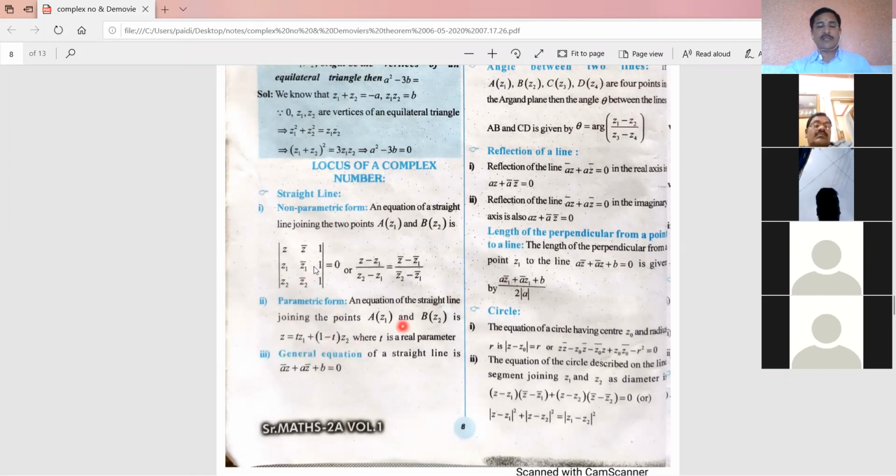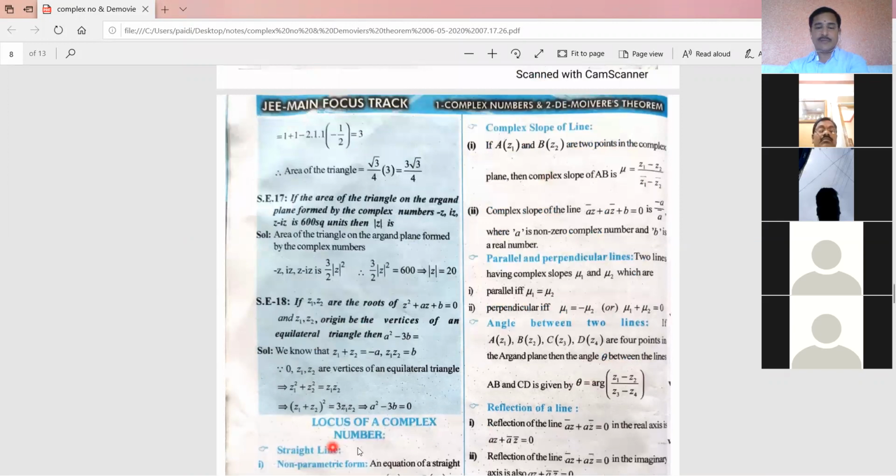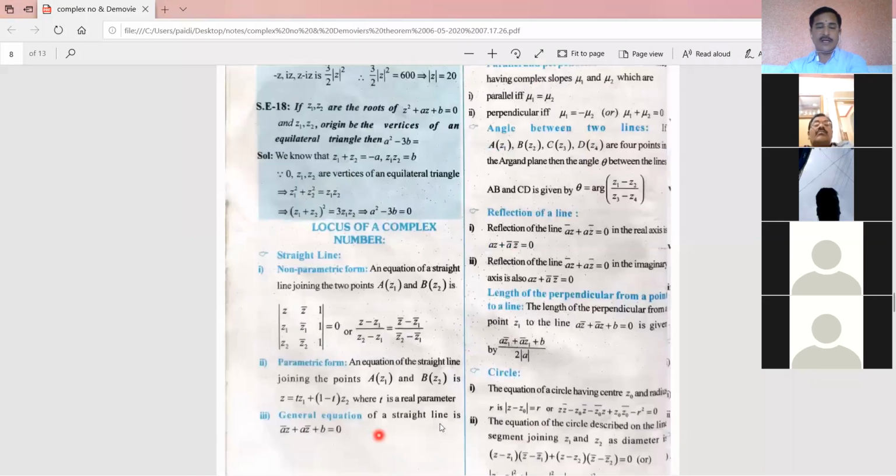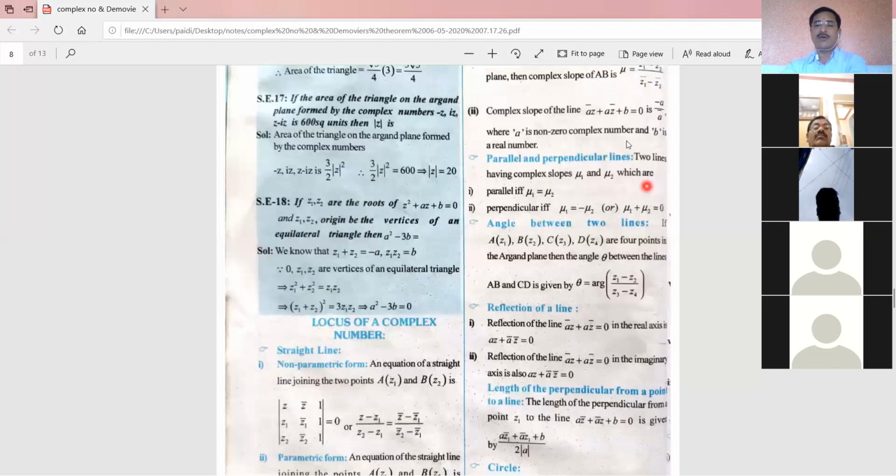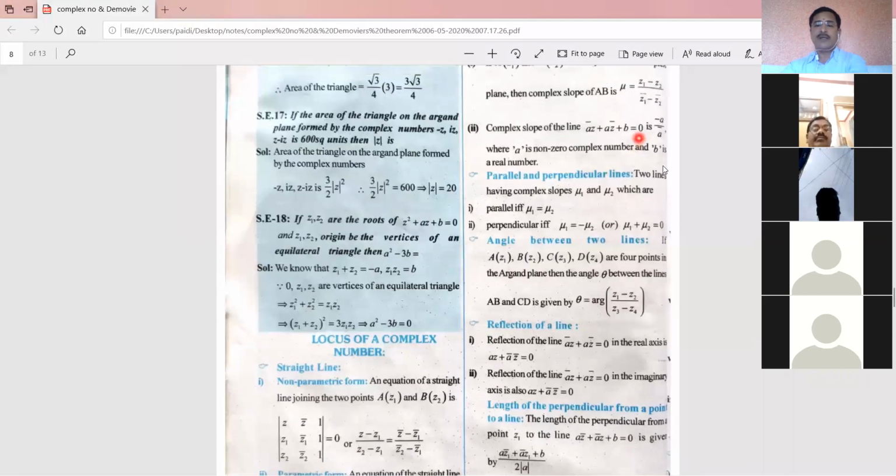The general equation of the straight line, when we simplify, will be in the form a bar into z plus a z bar plus b is equal to 0. Here a and z are both complex numbers and b is any real number. So that is mentioned here. If a straight line is a bar z plus a z bar plus b equals 0, a and z are complex numbers and b is a real number.